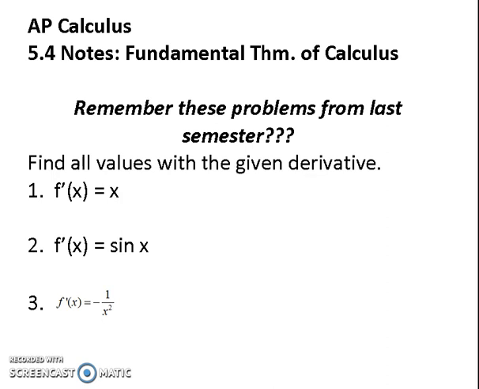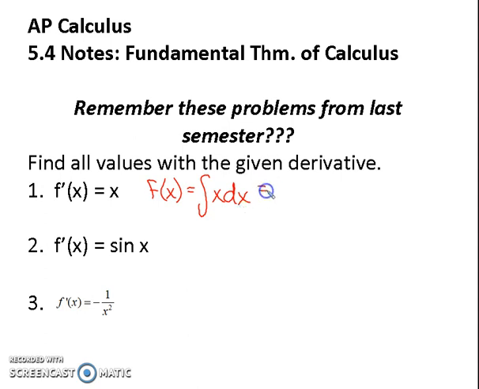So here I've got three different derivatives that I've given you, and we want to come up with what the original function is that it came from. So for example, the first question, f prime of x is equal to x. Well, I know that if f prime of x is equal to x, then f of x would be equal to the integral of whatever f prime is, so in this case x, with respect to x. So we would call it x dx.